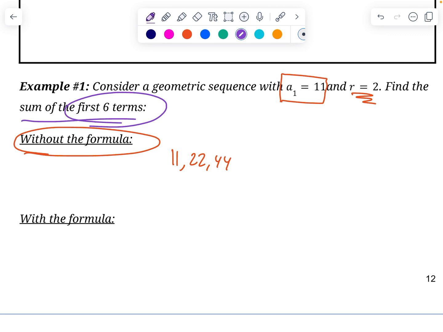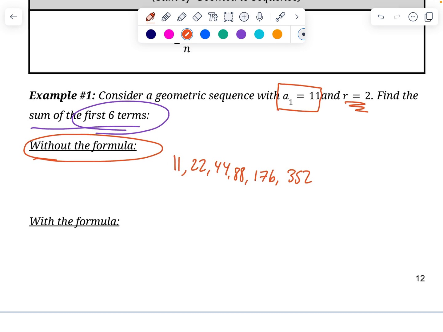Oh, well, if it's only 6 terms, it's actually not too bad. I can do my math, hopefully, and then figure out the 6th one. Now I have to put my brain to work. 352. All right. And then you want me to find the sum of the first 6 terms, so I could add those 6 numbers together and figure it out. Obviously, that's not terribly hard to do, but it's only 6 terms. If I asked you the first 600 terms, it would take forever.